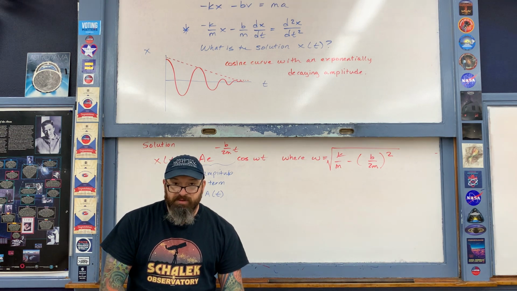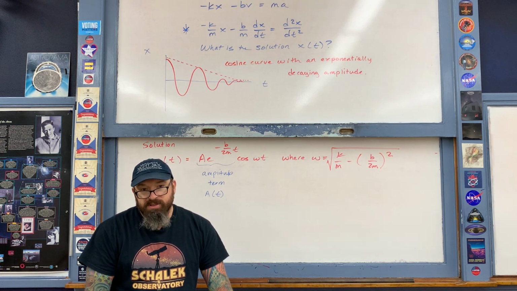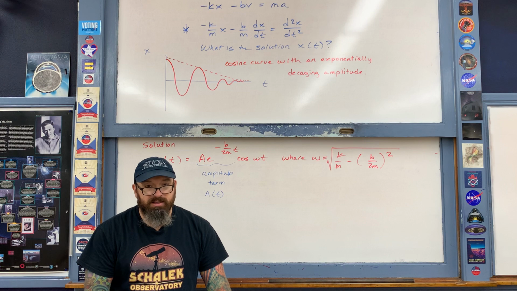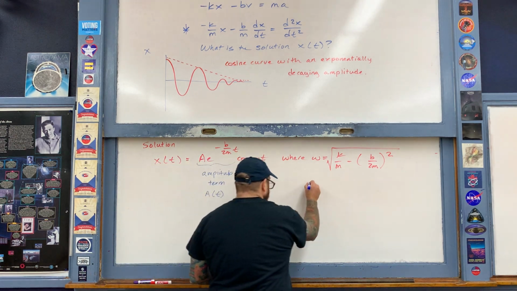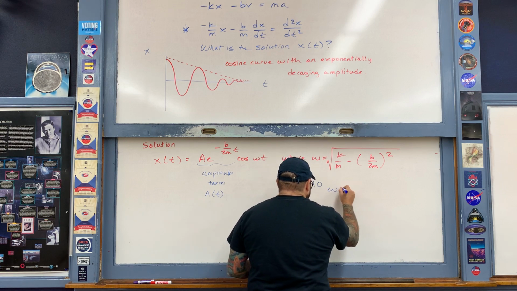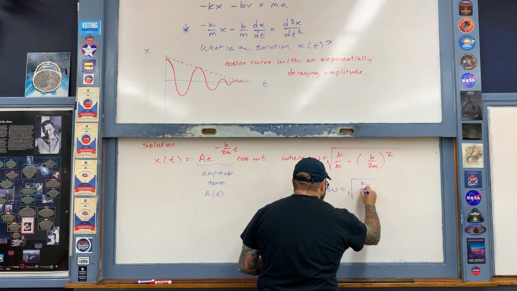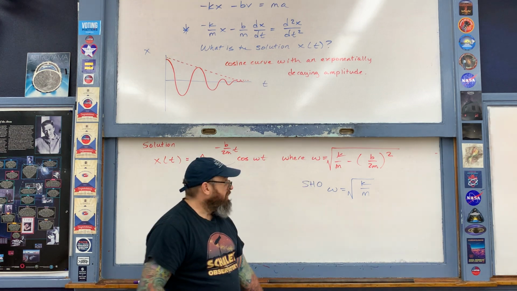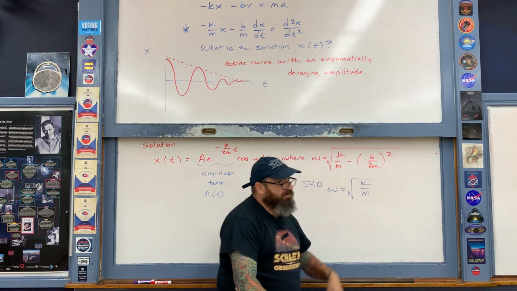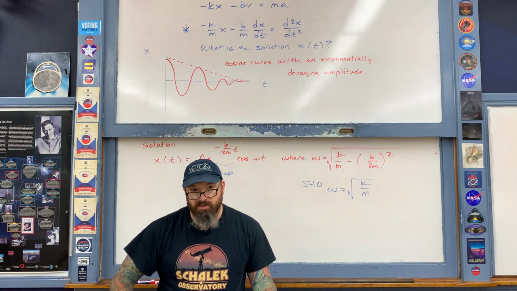Now the angular frequency omega. The angular frequency omega is not quite the same thing as it is for the SHO. Recall for the SHO, the angular frequency omega is the square root of k over m. That's not the case, however, in a realistic situation. In a realistic situation, the angular frequency also depends upon the damping coefficient.